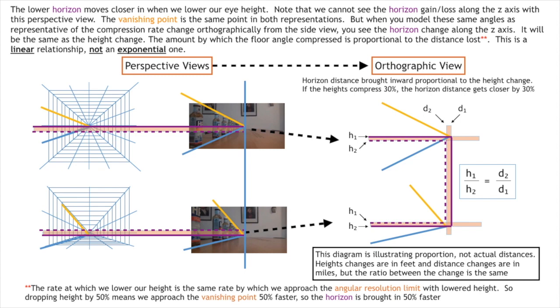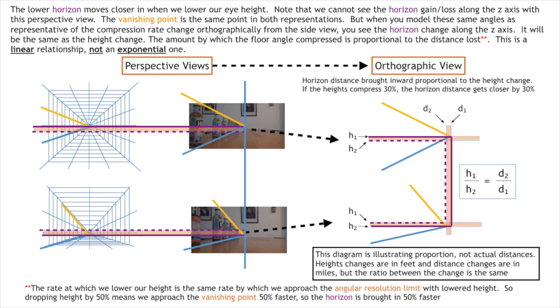But when you model these same angles as representative of the compression rate change orthographically from a side-on view, you see the horizon change along the z-axis. So again, I've just used these same angles as an illustrative representation of how the horizon may change with distance. It will be essentially the same as the height change. The amount by which the floor angle compressed is proportional to the distance lost.